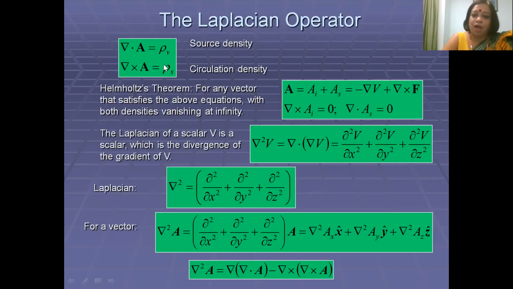And if you have non-zero divergence as well as non-zero curl, then that particular field A can be expressed in terms of two potentials. One is a scalar potential and the other is a vector potential. Is this point clear to everybody?